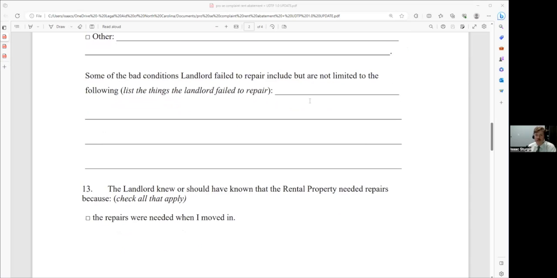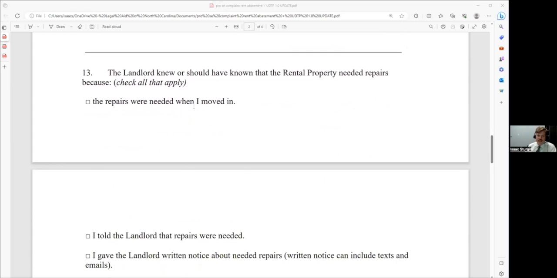And it could be more than one thing. It could be leaky pipes. It could be no heat during the wintertime. It could be a number of things, but you want to list those things here. You don't have to go into a ton of detail here, but you need to at least give the landlord an idea about what the issues are that you're complaining about.